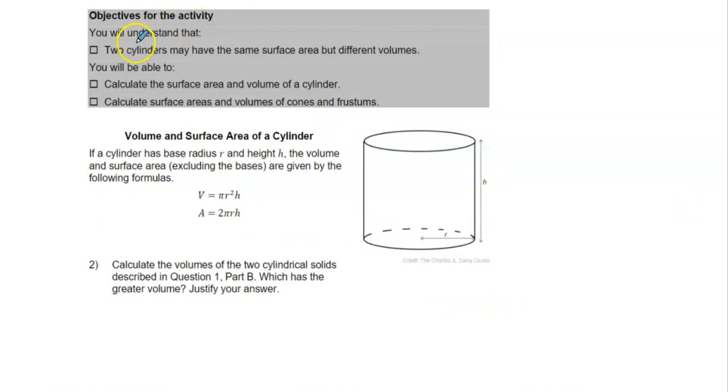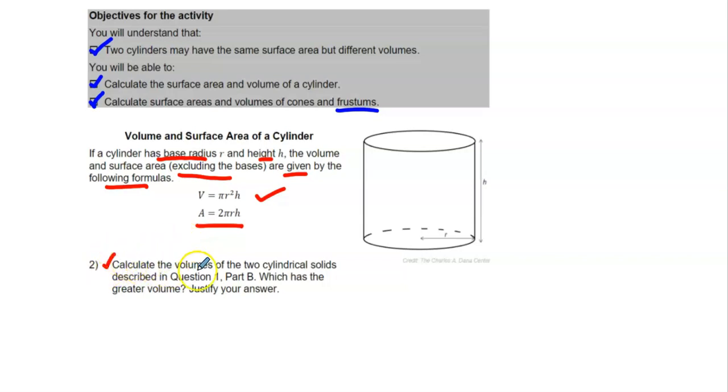Objectives for the activity. You will understand that two cylinders may have the same surface area but different volumes. You will be able to calculate the surface area and volume of a cylinder, then calculate the surface areas and volumes of cones and frustums. Volume and surface area of a cylinder. If a cylinder has a base radius r and a height h, the volume and the surface area, excluding bases, are given by the formulas V equals pi r squared h and A equals 2 pi r h.